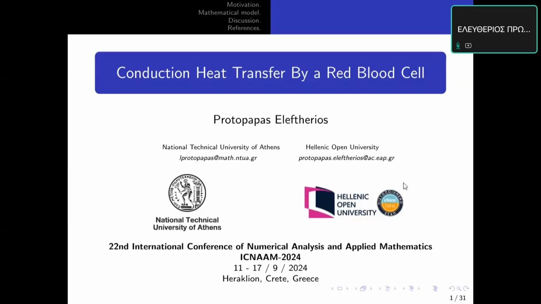I will present you a mathematical model about the conduction heat transfer by a red blood cell.